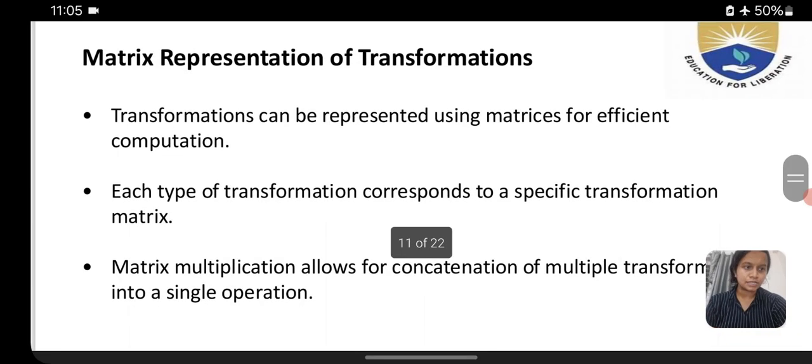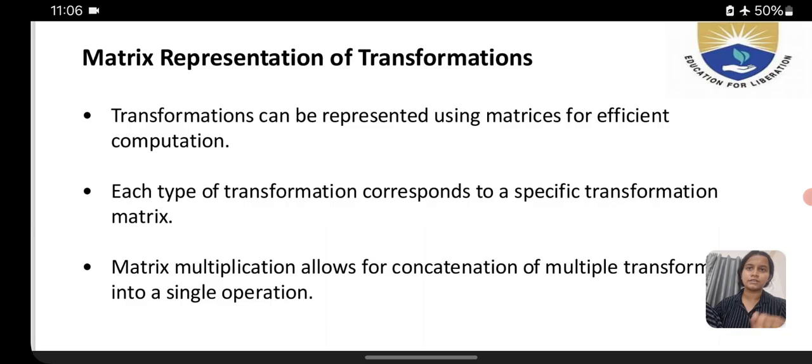Matrix representation of transformation. Transformations can be represented using matrices for efficient computation. Each type of transformation corresponds to a specific transformation matrix. Matrix multiplication allows for concatenation of multiple transformations into a single operation. Through a change of coordinates, a rotation of axis and a translation of axis, an equation can be put into a standard form, which is usually easier to work with. It is always possible to rotate the coordinates by a specific angle.